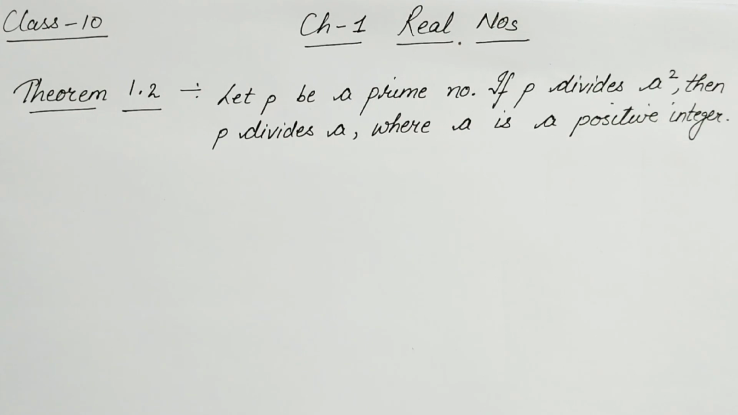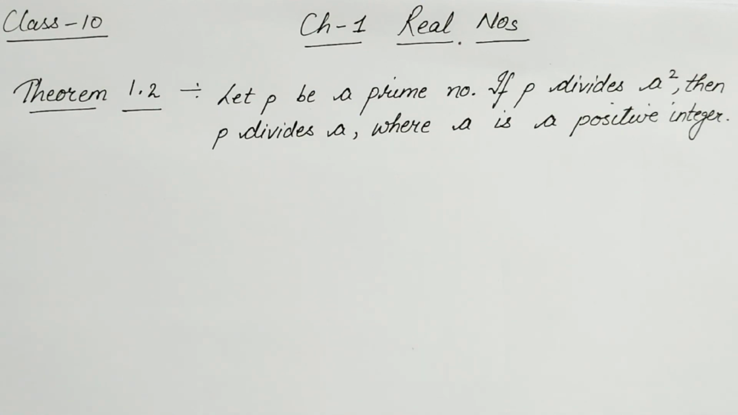Everyone, in this video we are going to discuss theorem number 1.2 and theorem number 1.3. When we are doing the proof of theorem number 1.3, we are going to utilize theorem number 1.2. So understand this theorem properly. Theorem says, let P be a prime number. If P divides A square, then P divides A also, where A is a positive integer.